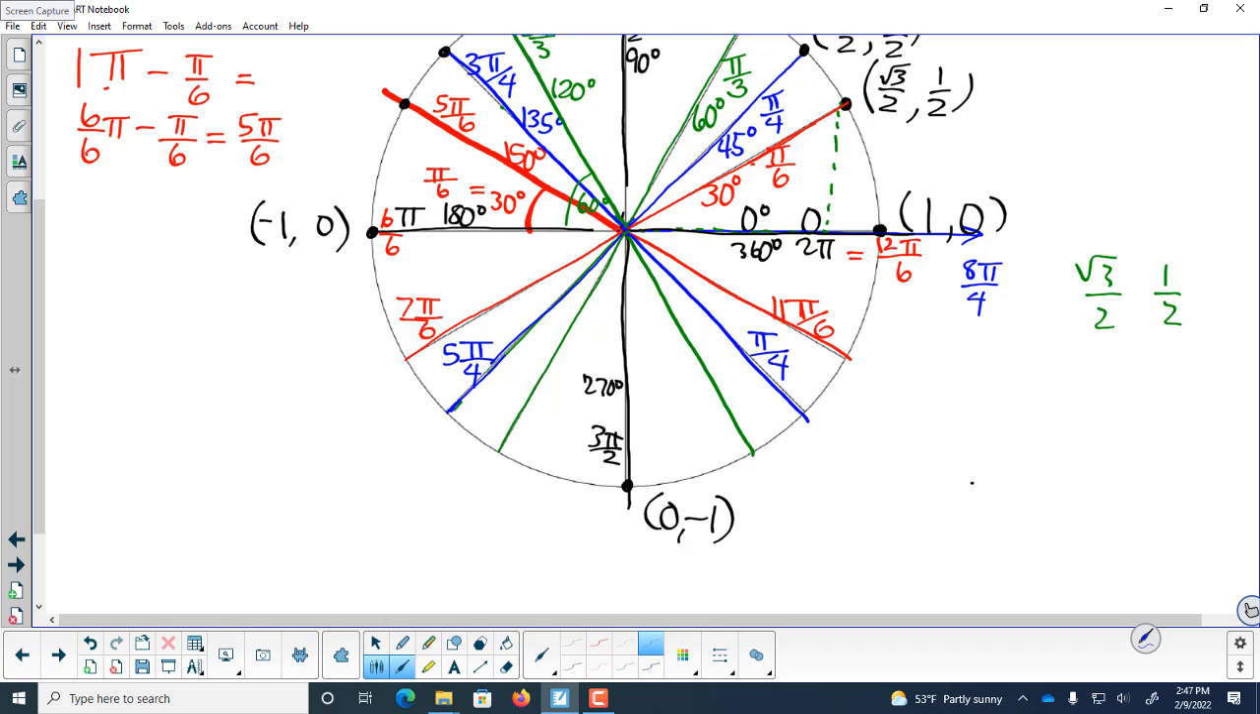We're at 7 pi over 4. Numerator is 1 more than double the denominator. I have a little graphic for that. I'll post it so you can see it, okay?